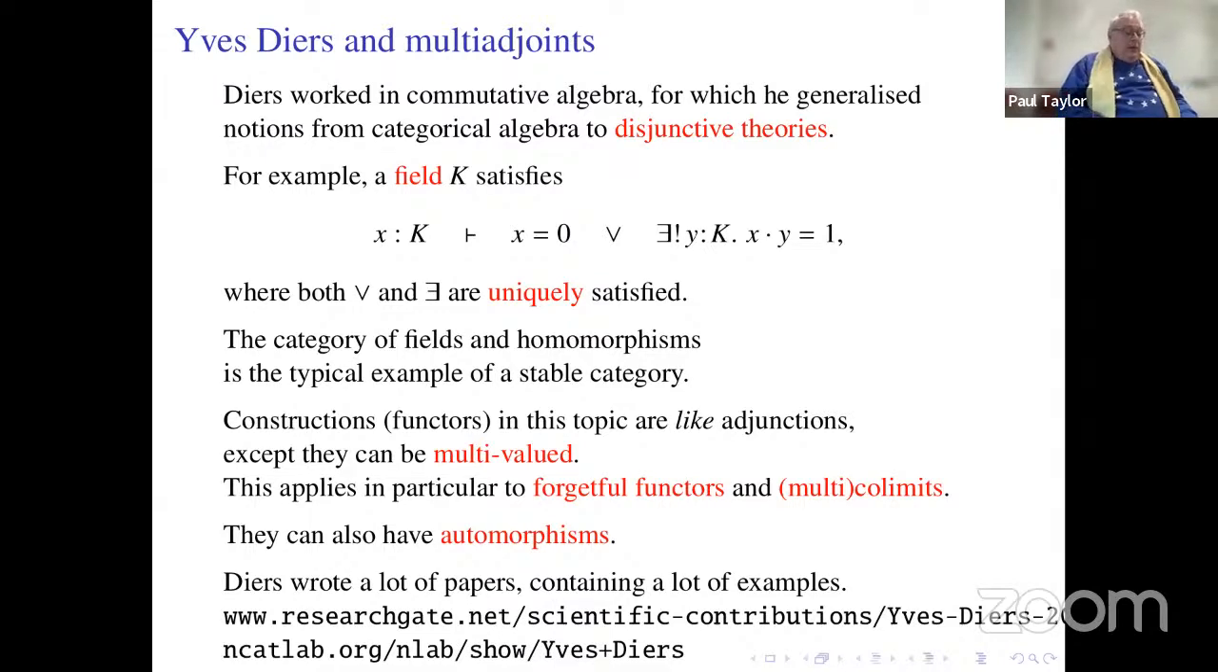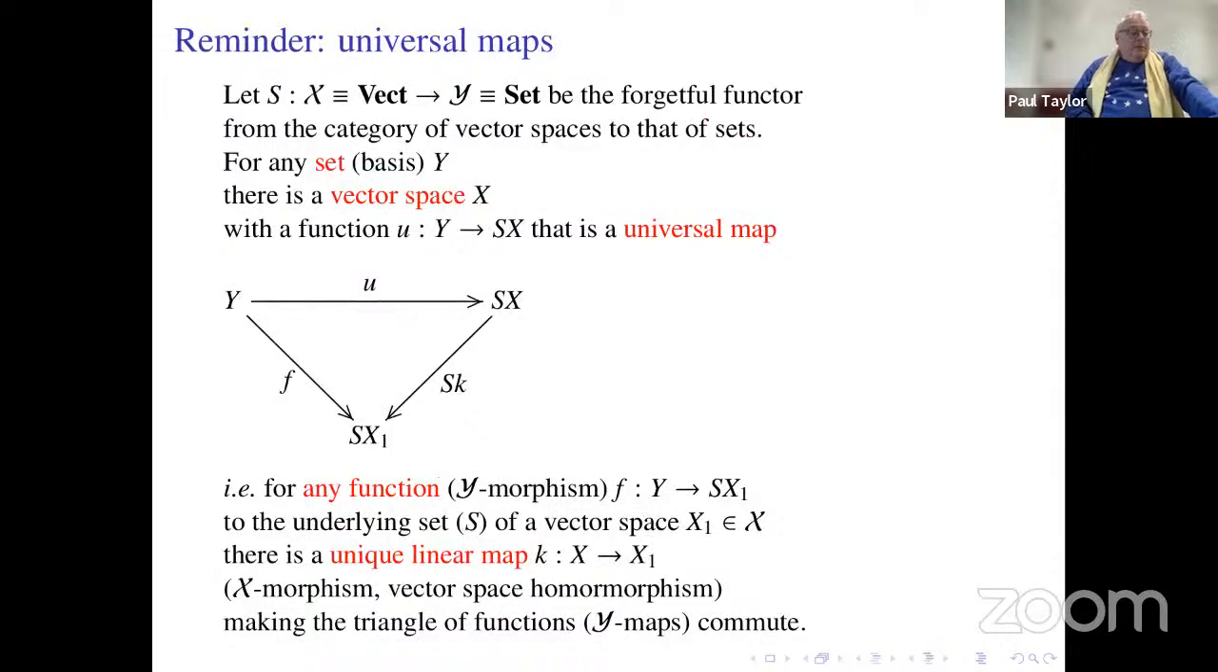So in this subject, what Diaz demonstrated was that we have constructions like adjunctions and universal properties like we have in ordinary algebra, but they tend to be multi-valued. This applies to forgetful functors and to colimits. These multiple values can also have automorphisms. So, starting from the familiar definition of universal maps that you probably had in undergraduate algebra, that had a bit of category theory in it. The most familiar example is we have a set called a basis Y, and it has a free vector space, and S is the forgetful functor, the underlying set of the vector space, and it has this universal property that any function from the basis into another vector space factors through a unique linear map.